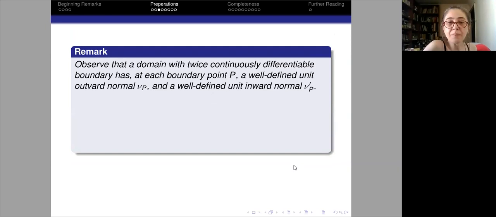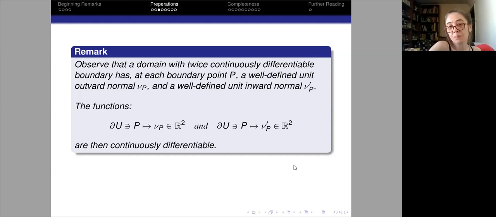Now, observe or recall from your geometry classes, maybe your differential geometry classes, that a domain with twice continuously differentiable boundary has at each boundary point P a well-defined unit outward normal and a well-defined unit inward normal. If you take the function which takes the point P to its outward normal, and the function which takes the point P to its inner normal, then these functions are continuously differentiable.